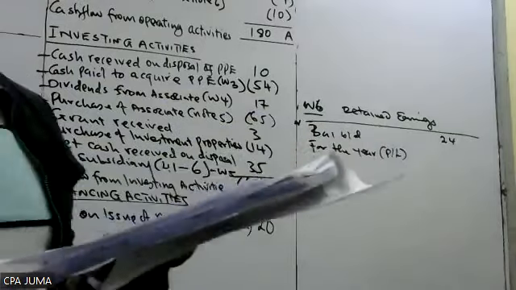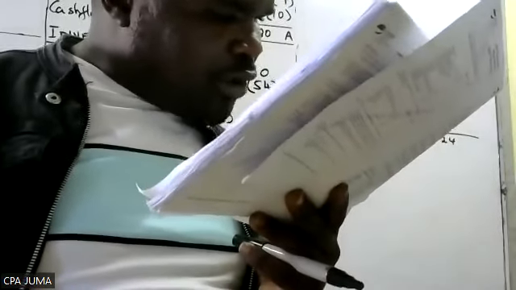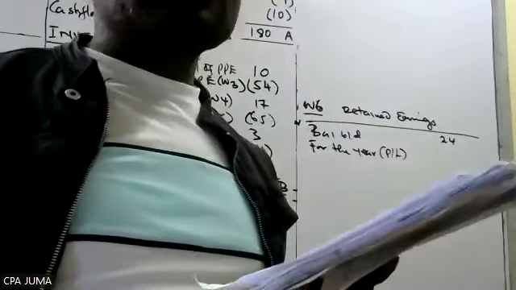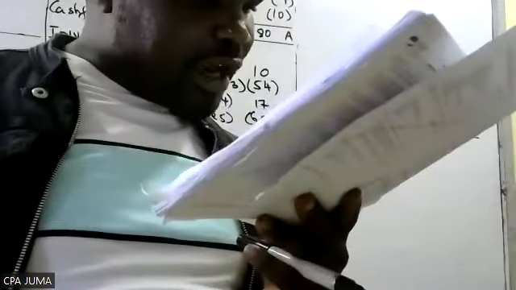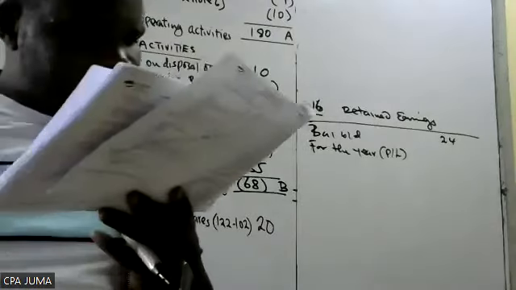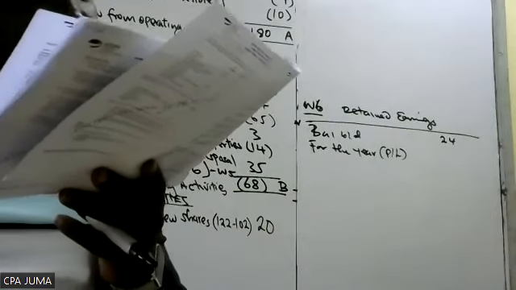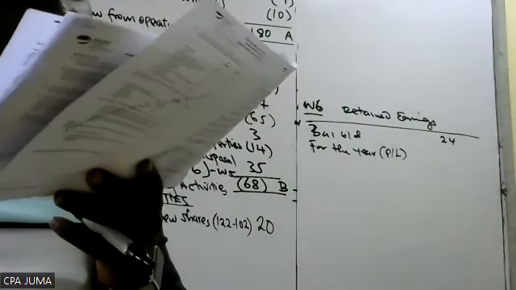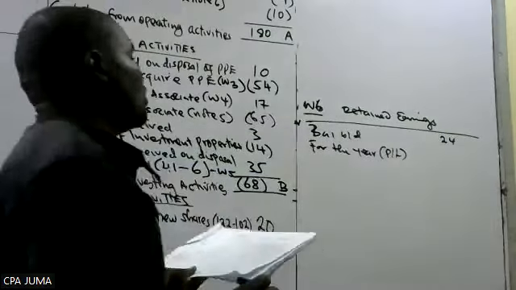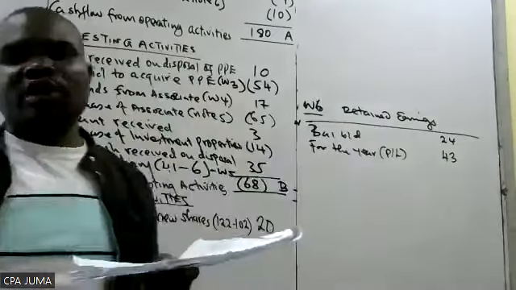Are you seeing 43 in the P&L? There is the profit attributable to equity holders of the parent. Are you seeing it? The equity holders of the parent, 43. Check the P&L, go down, but don't check the total comprehensive. You only go for the profit after tax attributable to the equity holders of the parent company. So 43, I agree.